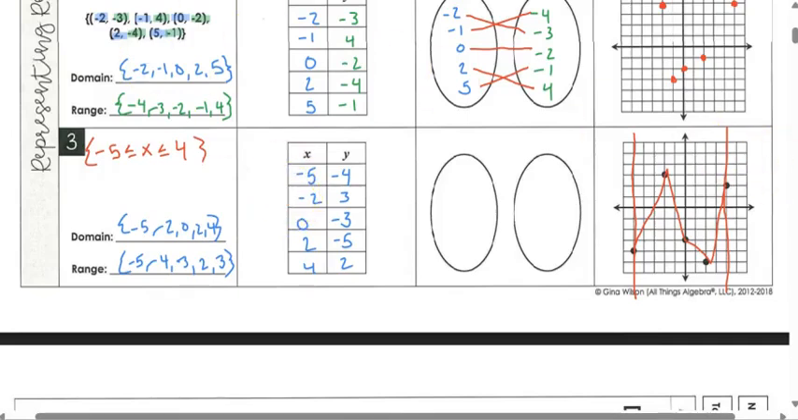Now for range, we're going to look bottom to top. So the lowest that this graph goes, and then the highest that this graph goes. So the lowest point is -5, and this time it's going to be y because range is y values. And the highest point is +3. So my domain, if I were to draw in and make this continuous, would be between -5 and +4, and my range would be between -5 and +3.